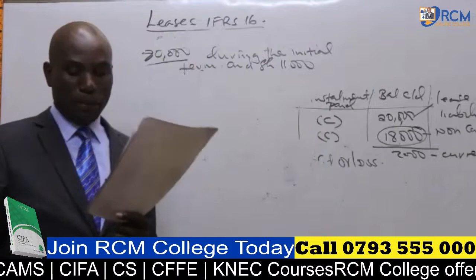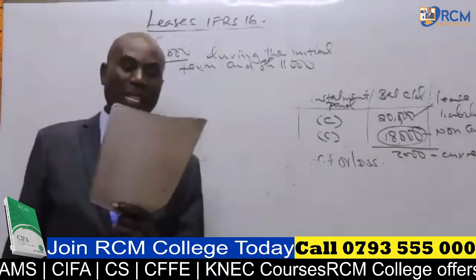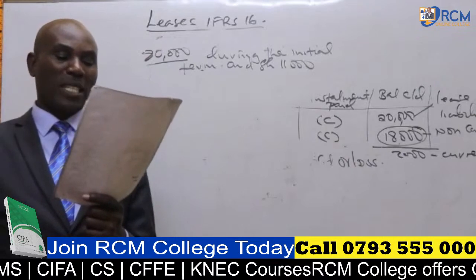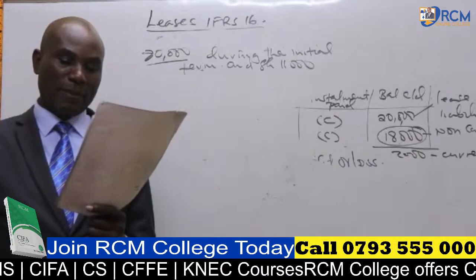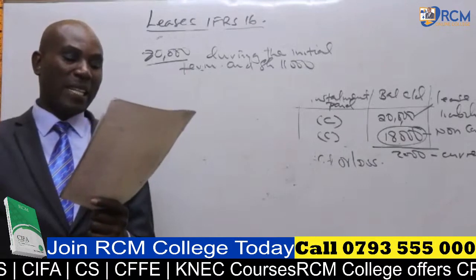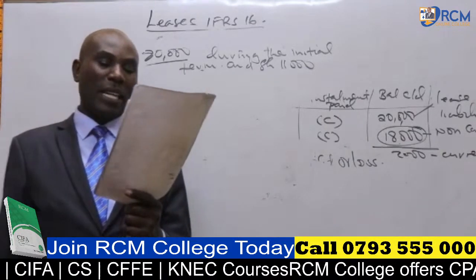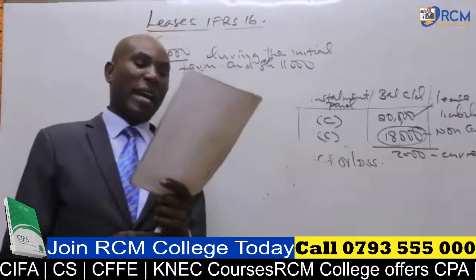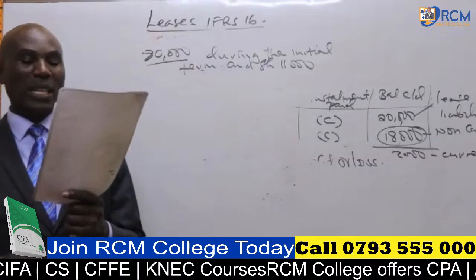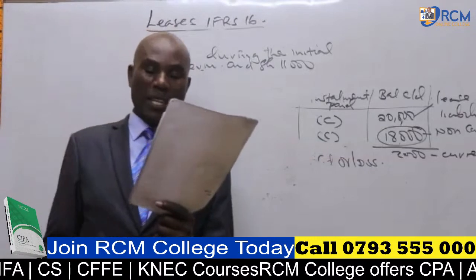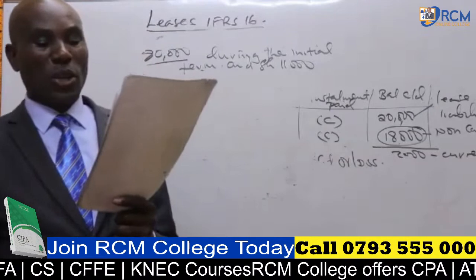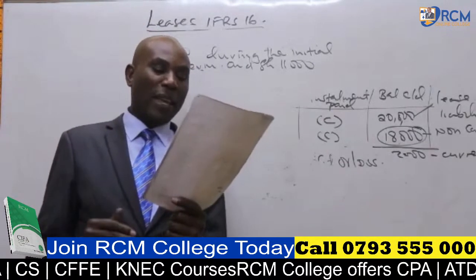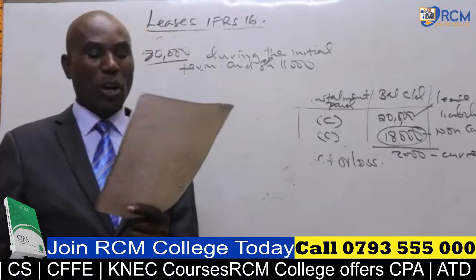I will repeat. A Limited entered into 20 years lease of a building with an option to extend for a further 5 years. Lease payments of shillings 80,000 per year are paid at the end of the year, in arrears, during the initial term, and shillings 11,000 per year during the optional period.